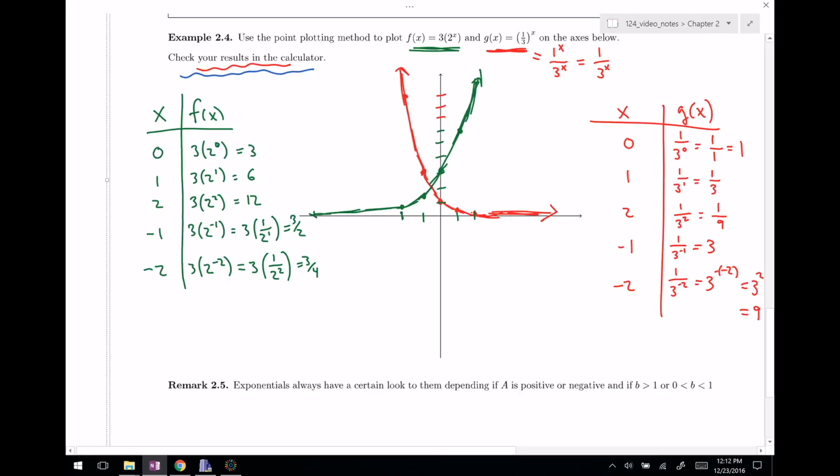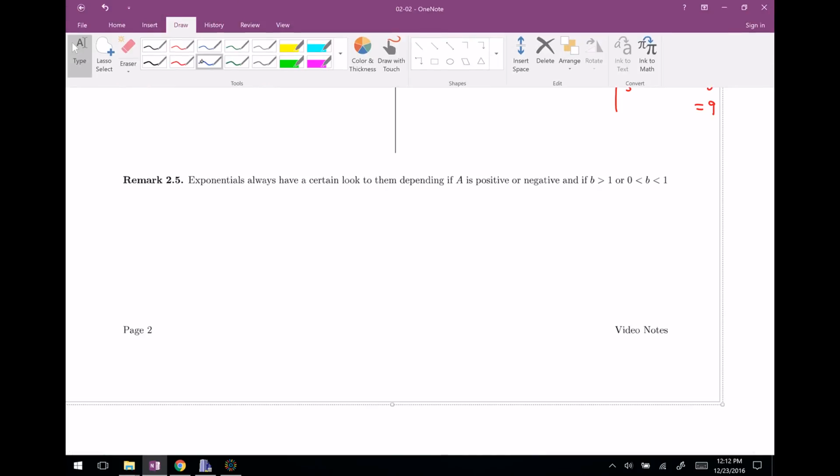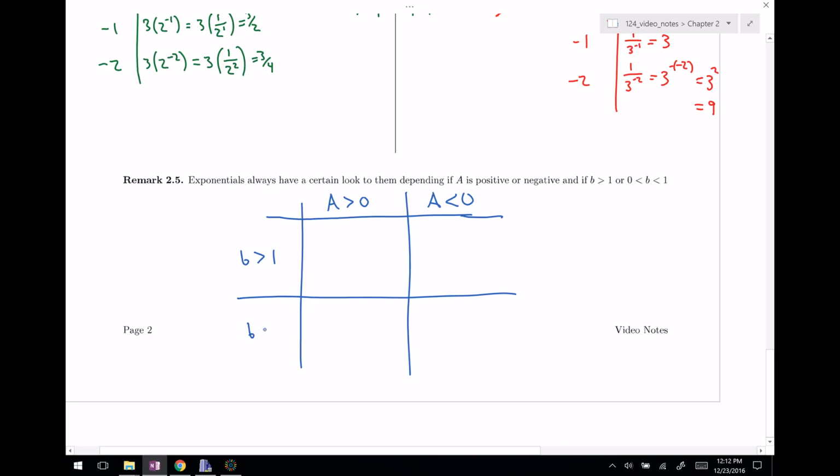So in fact, we actually showed last time that exponentials always seem to have a certain look about them, depending on if A is positive or negative, and depending on where B is. So let's go ahead. I'm going to make a quick table here to model this for us. So if A is positive, if A is negative, and then if B is greater than 1, and if B is less than 1. Remember, B we always take to be positive. And so the claim is, again, these have a certain look about them.